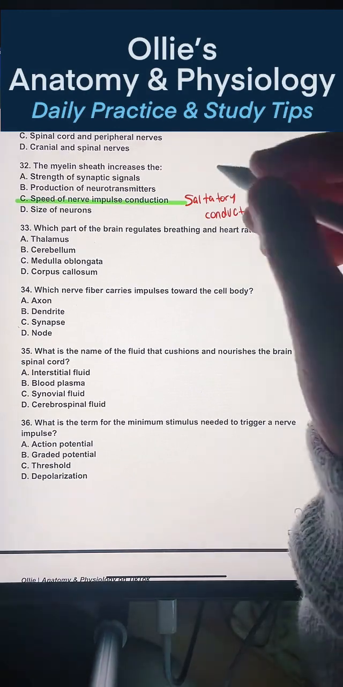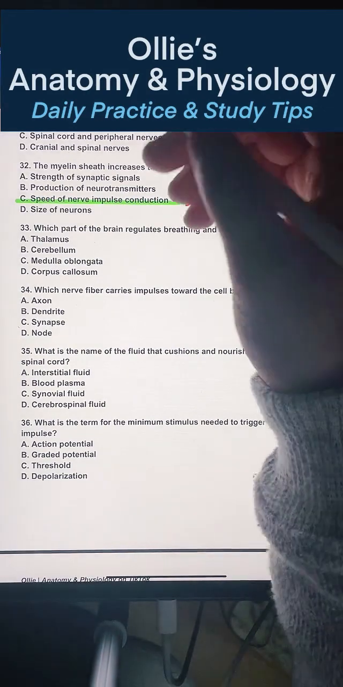Did I spell it wrong? No, I got it right there. Saltatory. I got it right.